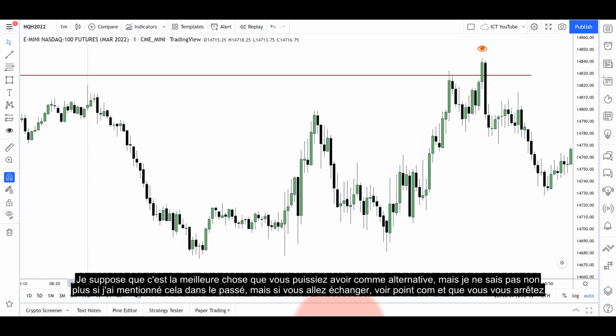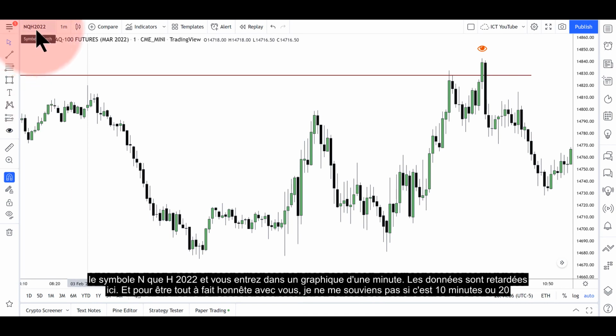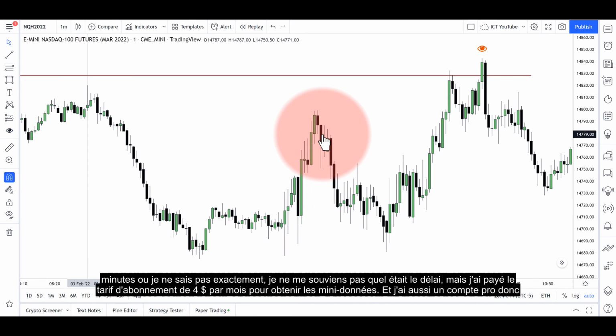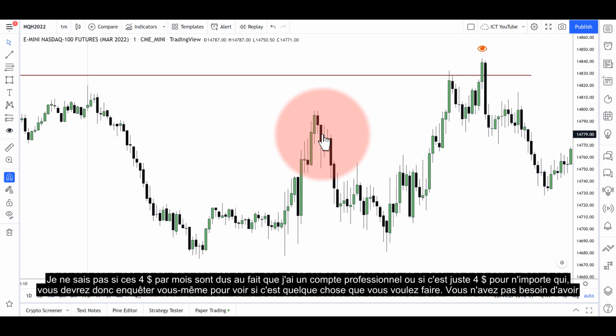But also, I'm not sure if I mentioned this in the past, but if you are going to tradingview.com and you're pulling up the symbol NQH2022 and you're going into a 1 minute chart, the data is delayed here. And to be quite honest with you, I don't recall if it's 10 minutes or 20 minutes or 50. I don't remember what the delay was, but I pay the $4 a month subscription rate to get the E-mini data, and I also have a professional account. So I'm not sure if that $4 a month is because I have a professional account or if it's just $4 for anyone. So you'll have to investigate yourself to see if that's something you want to do.